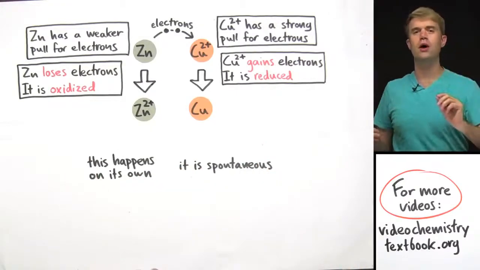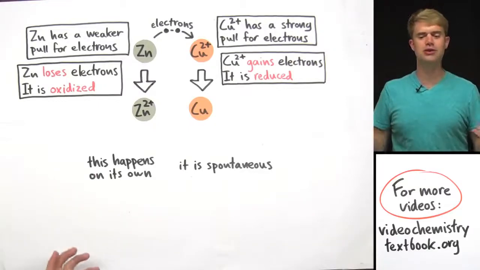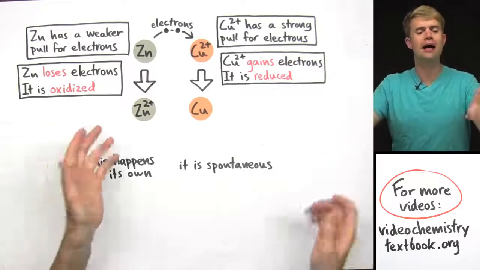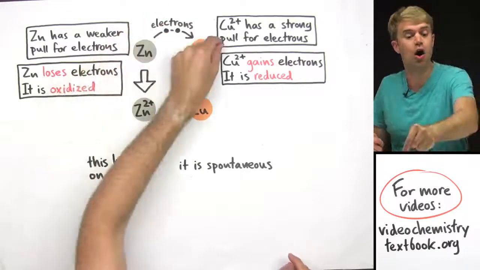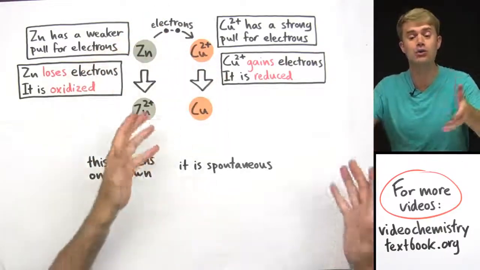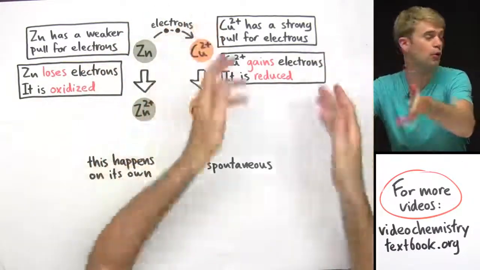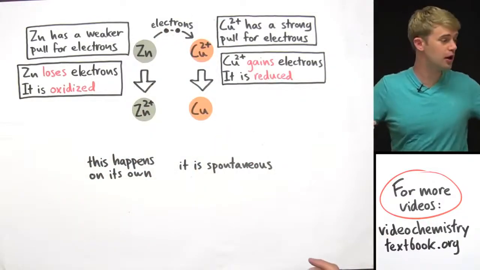Now, a really common question, and a great question, is people say, okay, yeah, but how do you actually know that the electrons are going to move from zinc to copper? How do you know that copper has a stronger pull for electrons? Well, you can look it up.